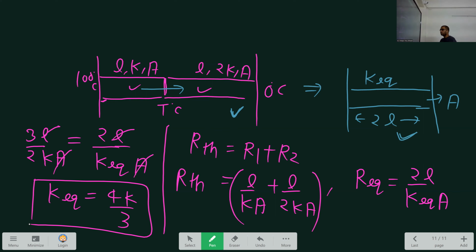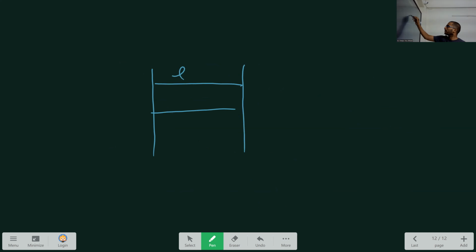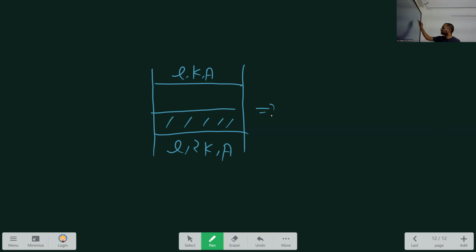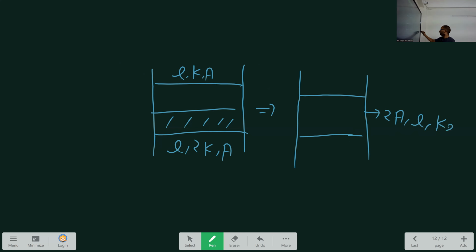I am giving you one homework. Suppose instead of being connected in series, they are connected in parallel. One rod is L, K, A and the other is L, 2K, A. Now you have to replace them by a single rod. Now the single rod will be twice as wide, meaning the area of cross section will be 2A, and here, students, the length will be L and equivalent thermal conductivity is K equivalent. You have to find K equivalent.